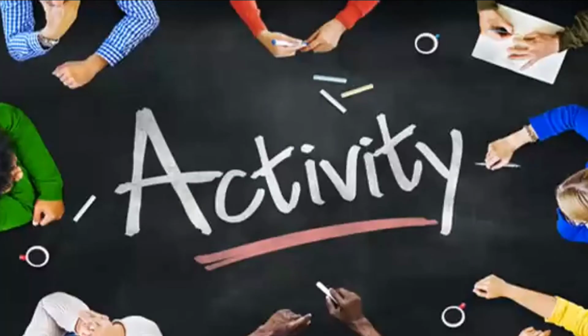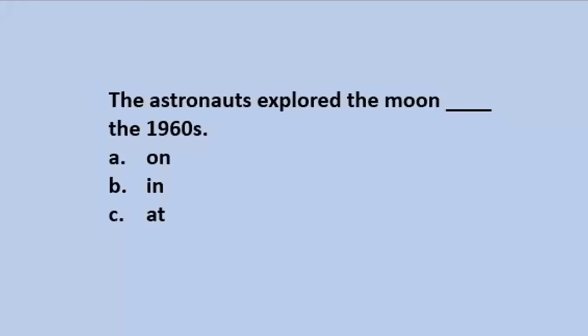Okay, now let's have an activity. What you need to do here is to choose your answer based on what you have learned. First, the astronauts explored the moon blank the 1960s. A on, B in, C at. What's your answer here? If your answer is in, you're correct. Remember, 1960s is a decade, so we will use in for that.